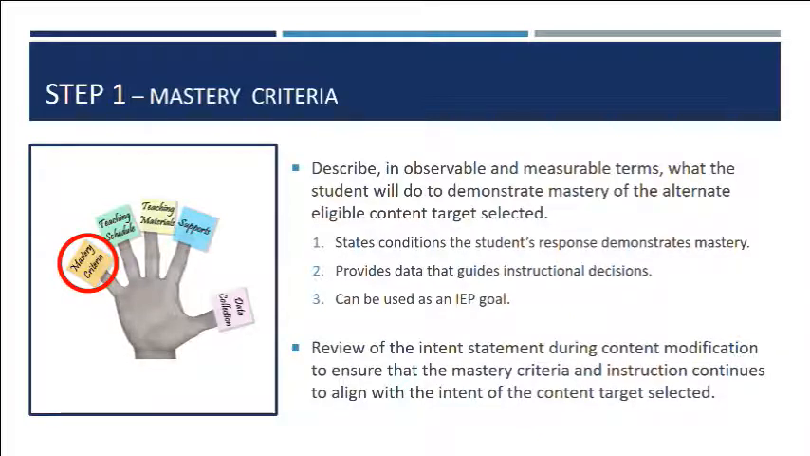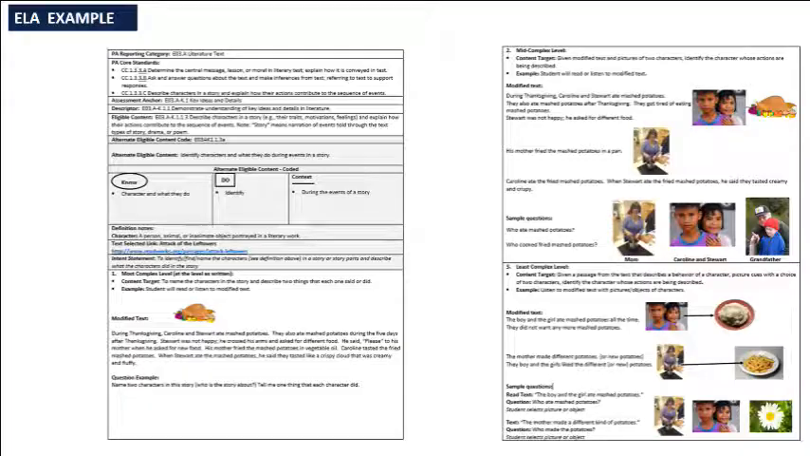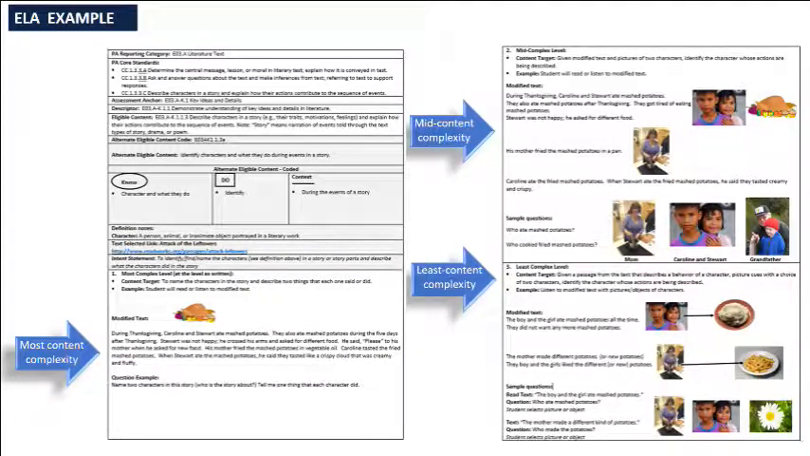Review your intent statement as you're modifying the content or reducing it further to make sure that you're still staying aligned. So we're going to take a look at this ELA example, and we're going to first look at content target. So we have it at our most complex level, our mid, and our least.